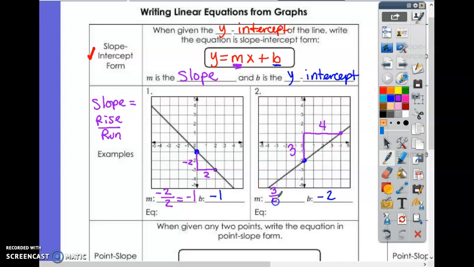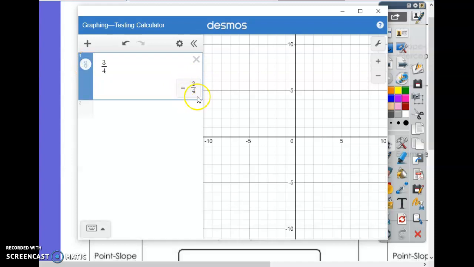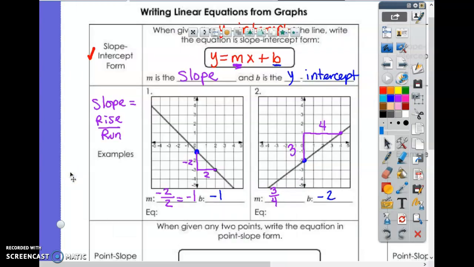3 over 4. Put it in decimals. See if you can reduce it. 3 divided by 4 gives me a decimal number. Press the fraction button and it stays the same. So it does not get reduced anymore. My slope is 3/4, positive. Positive 3/4.